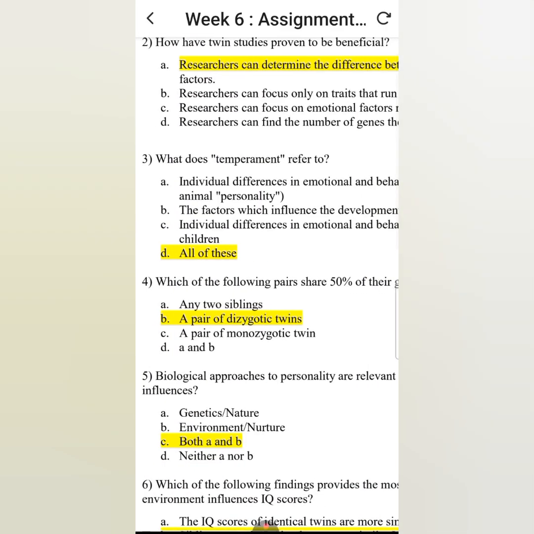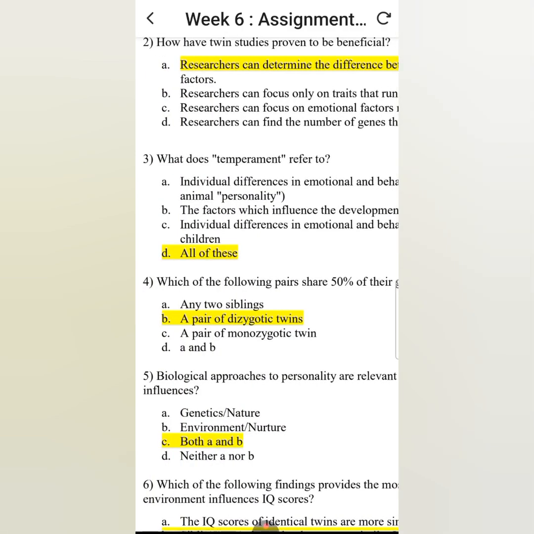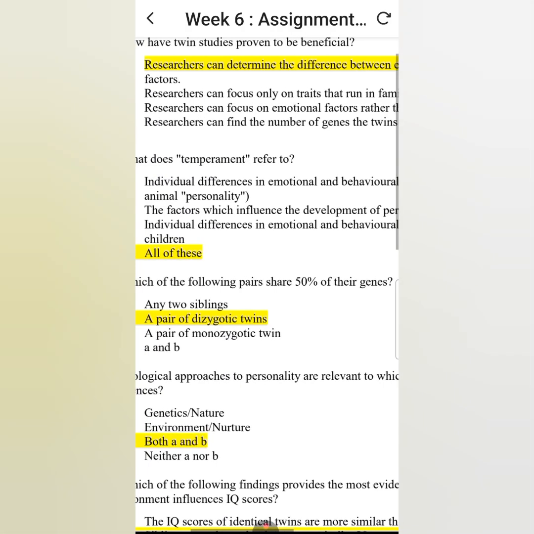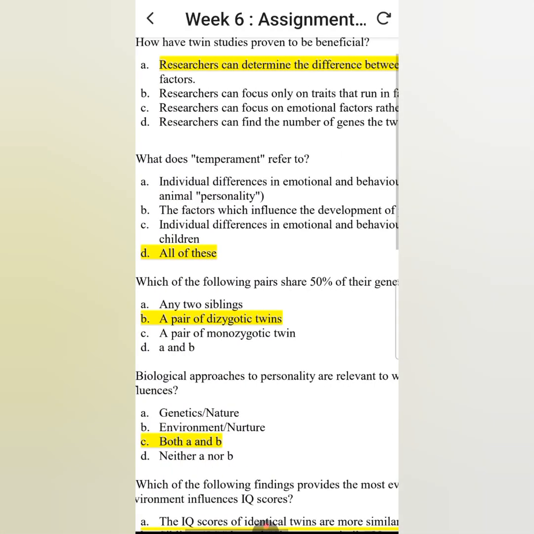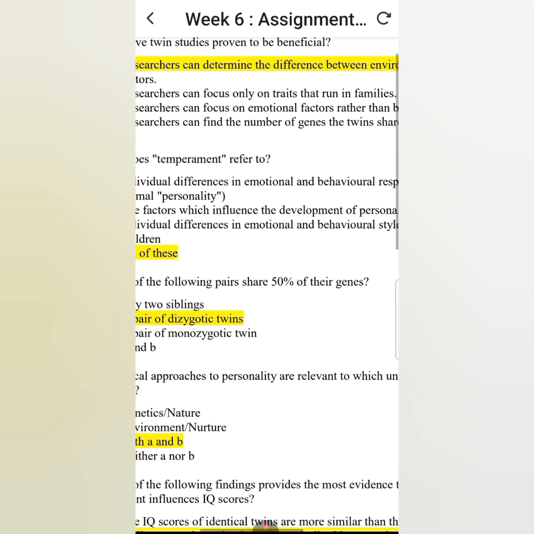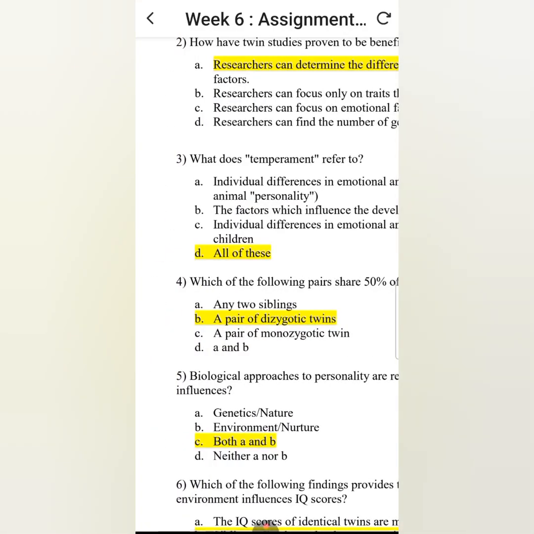What does temperament refer to? Temperament refers to individual differences in emotional and behavioral responses. Individual differences in emotion and behavior styles are evident in young children. So these types of characteristics are known as temperament. Personality also comes under temperament.